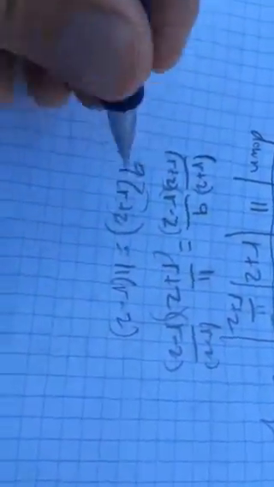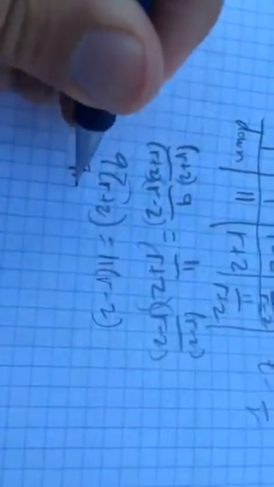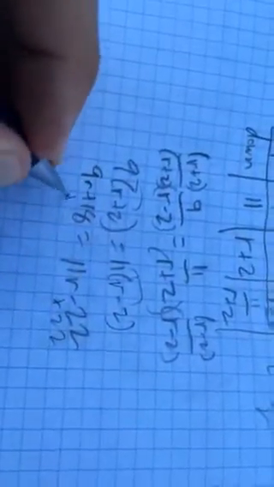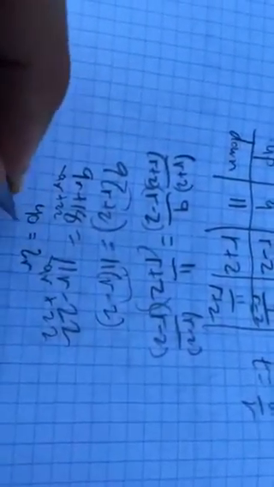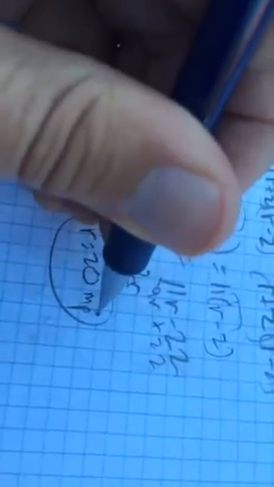So distribute that 9 into there: 9r plus 18. Distribute that 11 into there: 11r minus 22. And keep working to solve. Add 22. 20, 30, that's 40. Subtract 9r. That's 2r. Divide both sides by 2. r is 20. And what is the speed of the boat in still water? So it's 20, I think it's miles per hour.